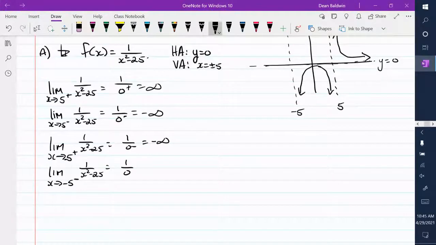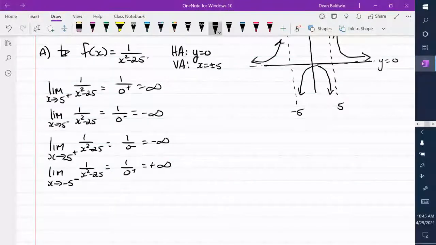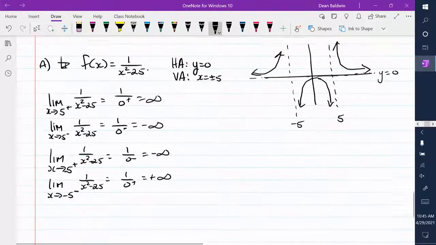And then if you come at -5 from the negative side, so you put -6 in, -6 squared is 36 minus 25 is positive. So you get positive infinity. Okay, so you know it has to be like that. And yes, this graph has symmetry. That would have been a faster way to do it, but not all graphs will have symmetry, okay?